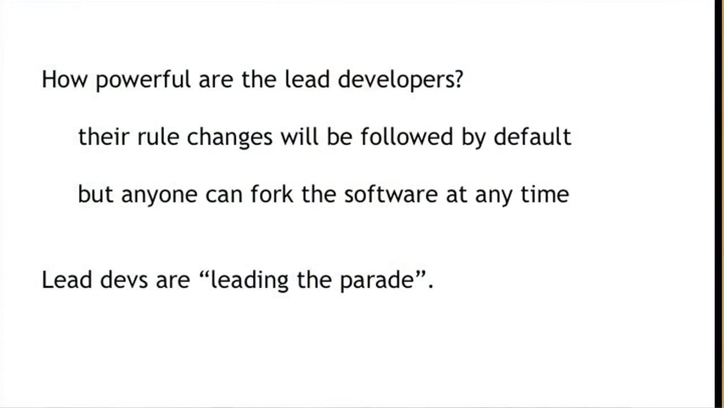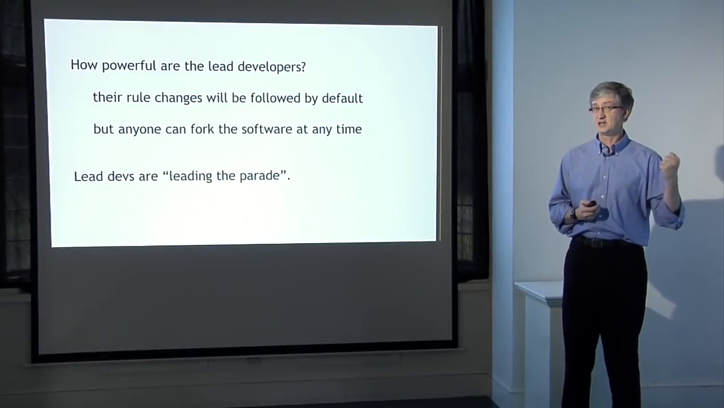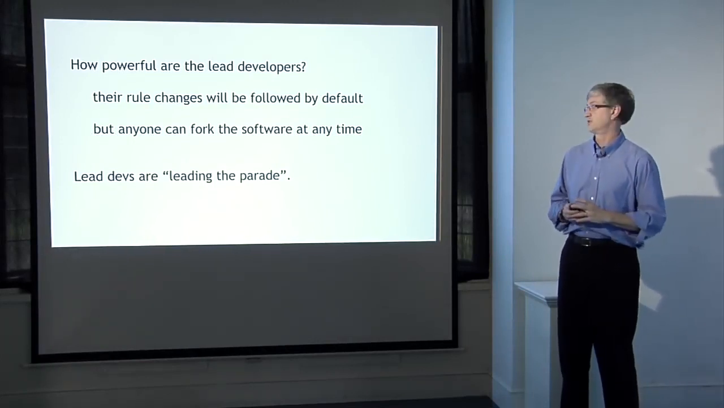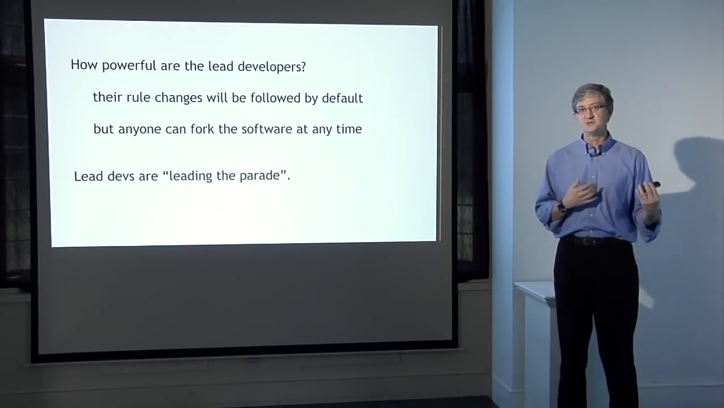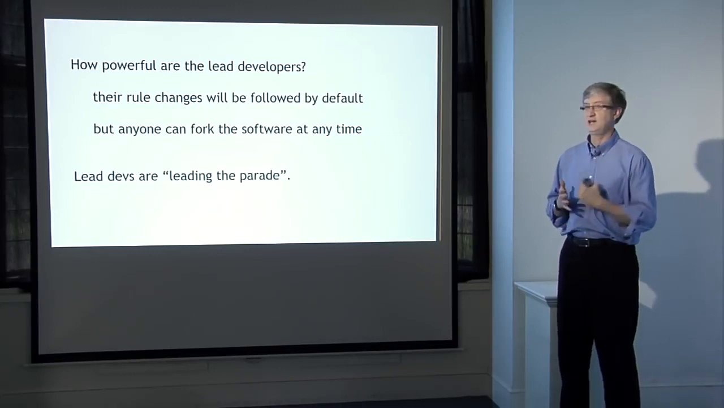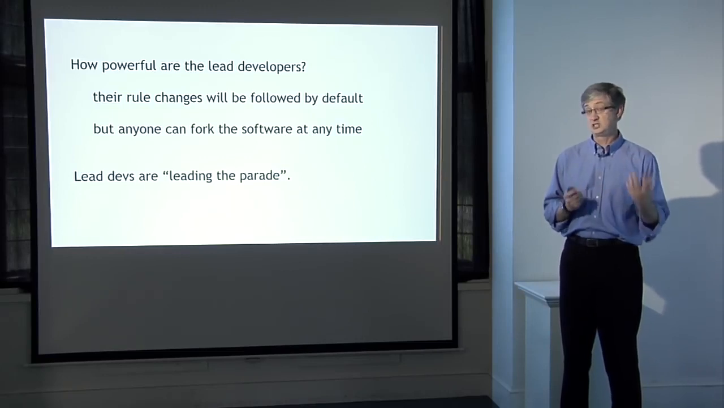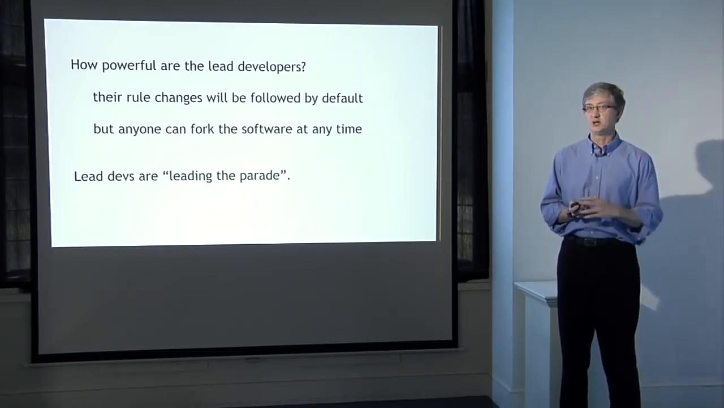So how powerful are these people? Well, on the one hand, they're very powerful in one sense. In another sense, they're not all that powerful at all. On the one hand, you could argue that they're powerful because the rule changes, that is, the changes to the code that get shipped in the Bitcoin core, will be followed by default. These are the people who actually hold the pen that can write things into the de facto rule book of Bitcoin. On the other hand, because it's open source software and anybody can copy it and modify it, anybody can fork the software at any time. And so if the lead developers start behaving in a way that the community doesn't like, strongly rejects, the community can go a different direction.